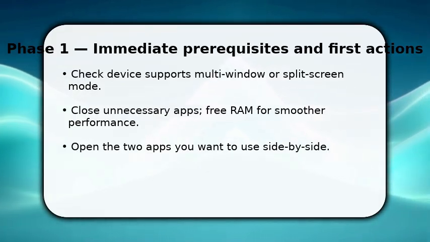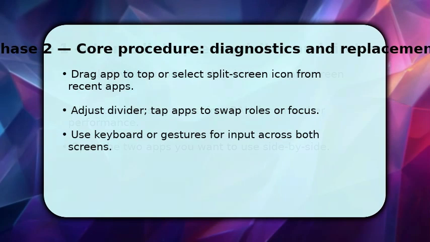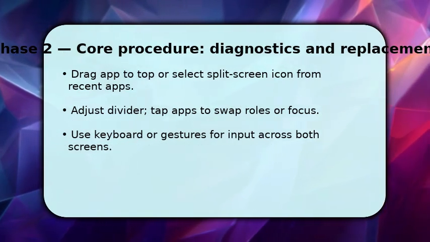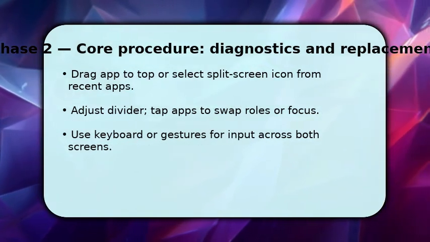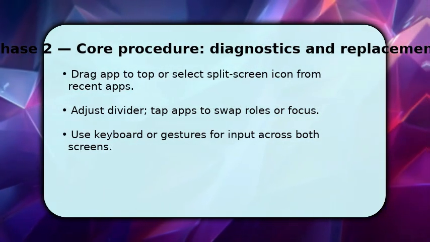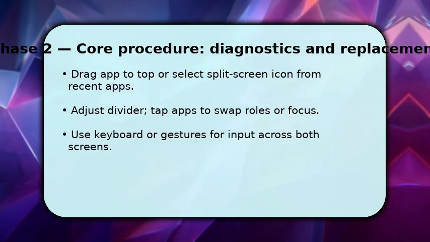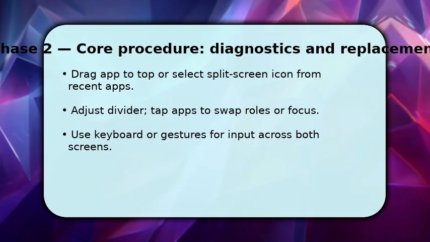Now proceed to place the first app into split mode. You now activate split screen and arrange apps for tasks. On Android, drag the app to the top or choose the split icon. On iPad, use Stage Manager or Slide Over gestures to position the second app.